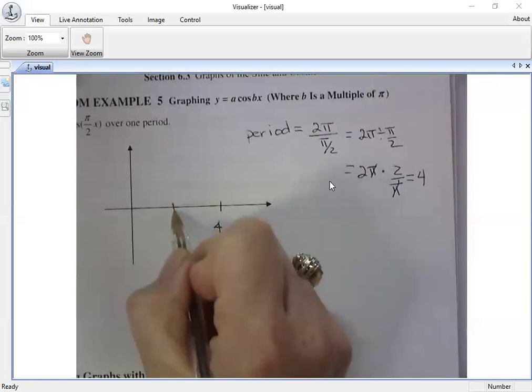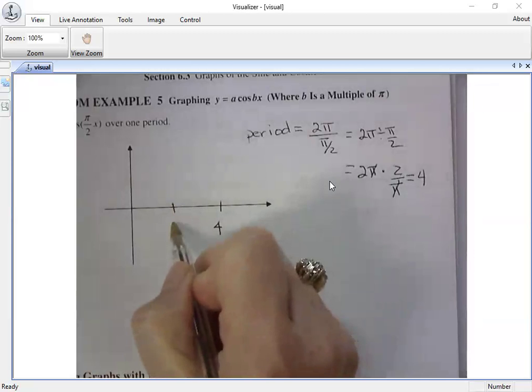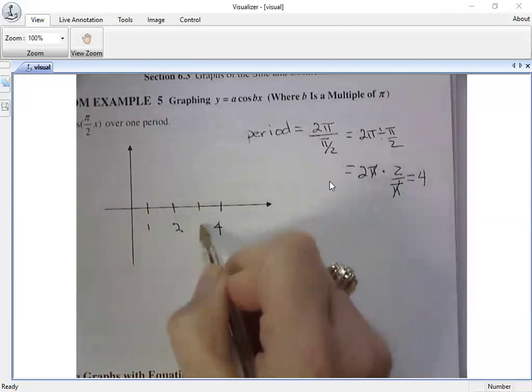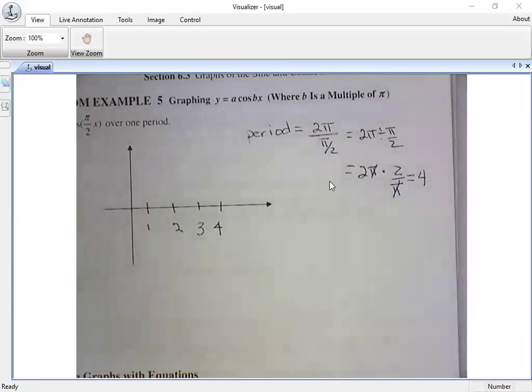So what's going to be halfway between? 2. And then this would be 1, and this would be 3. Everybody good with that? So my angle measures look a little funny, but it's in radians. Okay, it's fine.